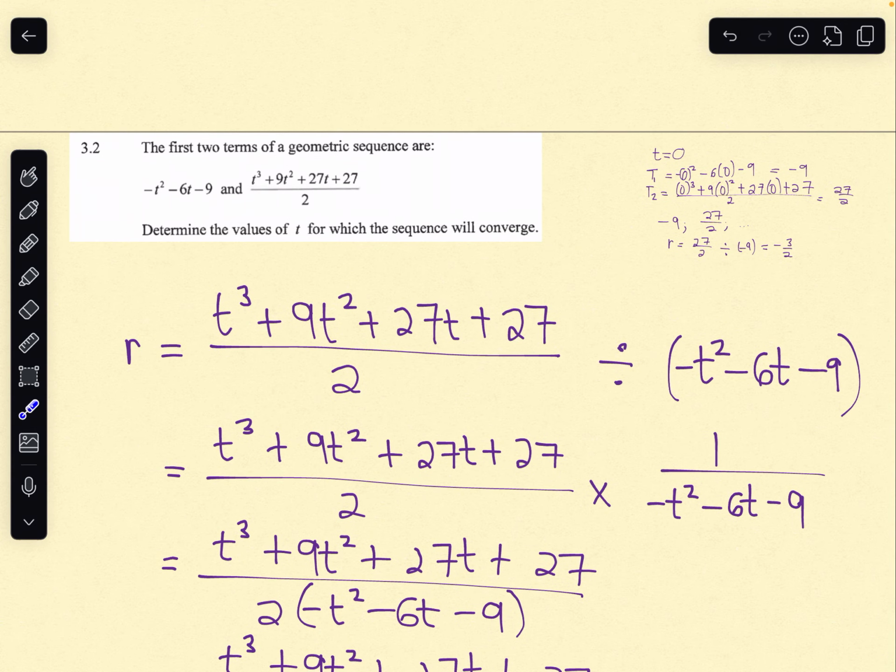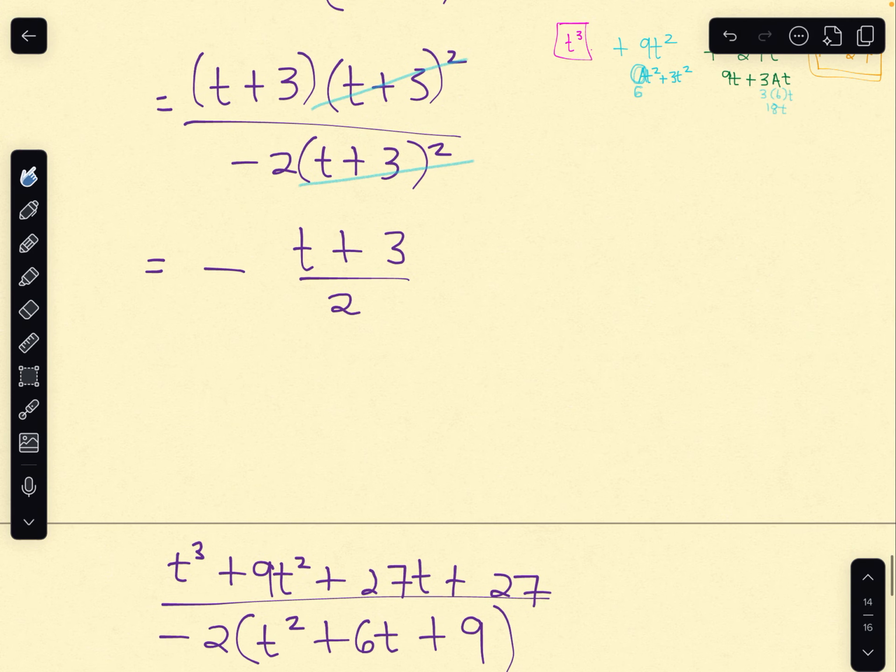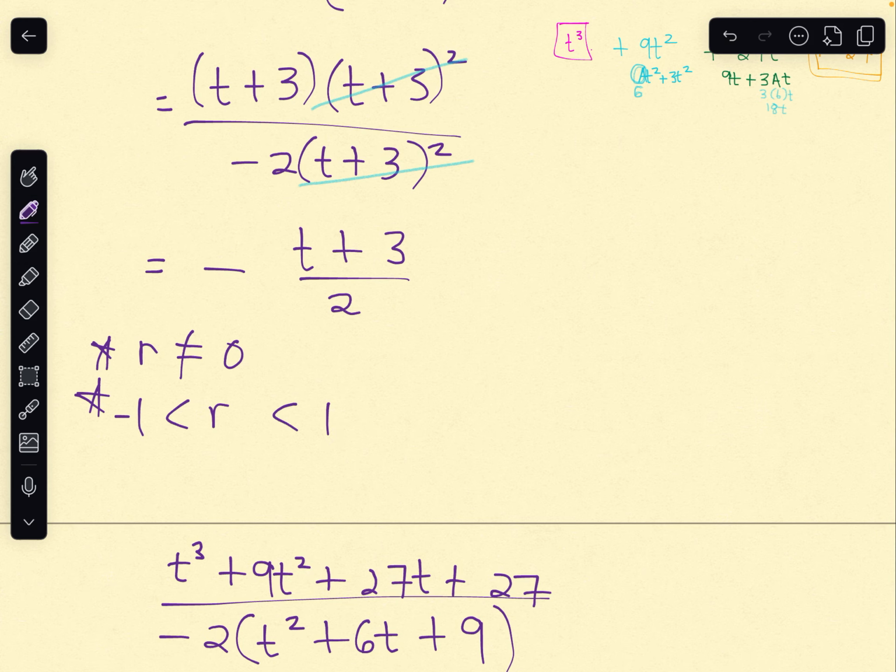We now also want to know for which values of t will the sequence converge. So in other words, when is r between -1 and 1 and also not equal to 0, according to myself. So it's two conditions. Okay, r must not be equal to 0 and r must be between -1 and 1. So let's figure that out.